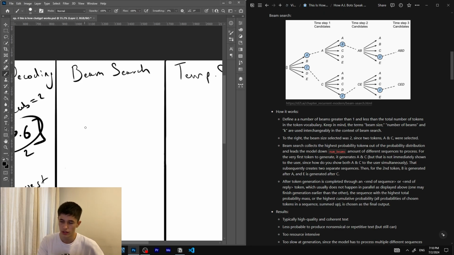So that was quick, but now we move on to beam search, which is a different form. It's kind of an advanced form of greedy decoding, which attempts to mitigate the quality issue, or the degrading issue, of the greedy decoding token selection method.